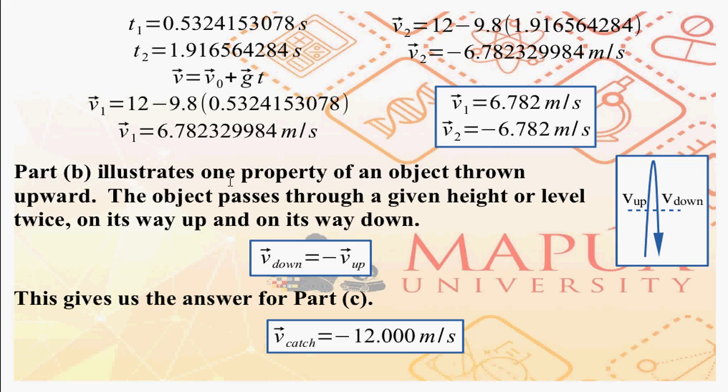This illustrates one property of an object that has been thrown upward. The object passes through a given height or level twice, on its way up and on its way down, and the velocities at that level are equal but opposite in direction. V down is equal to negative V up, equal in magnitude as V up but opposite in direction. And this gives us the answer for part C.